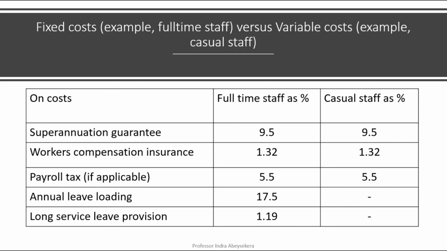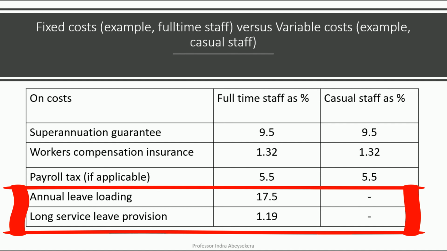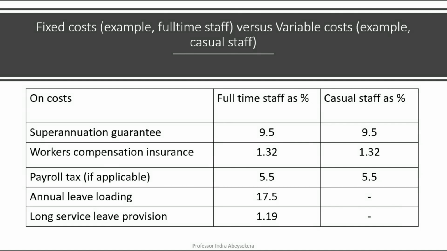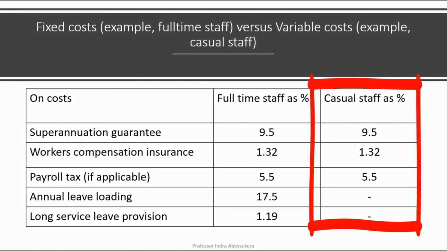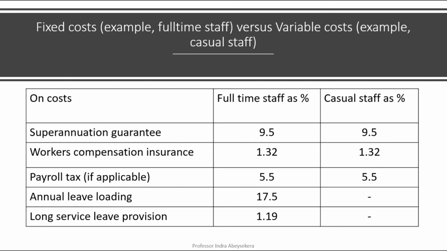And then additionally, there's annual leave loading and long service leave loading that applies to the full-time staff, but does not apply to the casual staff. So there are two aspects here. One is the casual staff costs can vary with the volume of production, can align with the volume of production, and also the casual staff, which is the variable cost, could be cheaper, less costly than the full-time staff in that alignment.